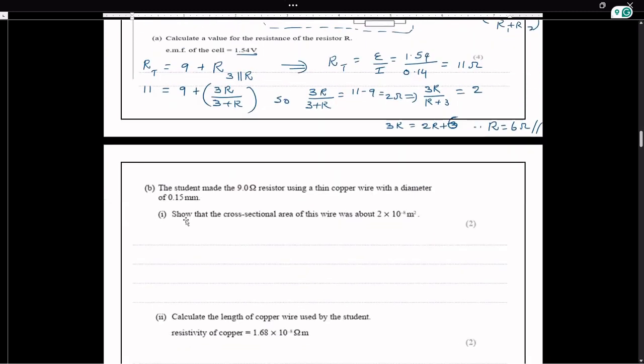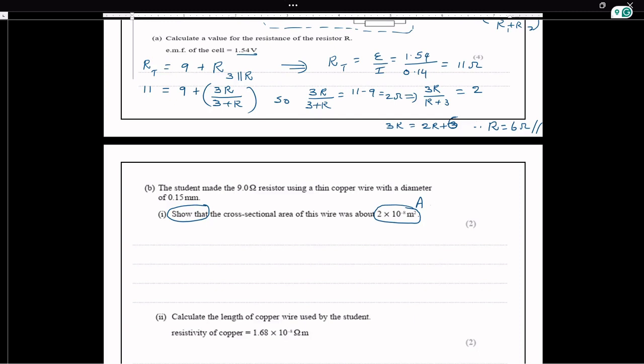Now let's move on to the next part of the question. The student made 9 ohm resistor using a thin copper wire with a diameter of 0.15 millimeter. Show that the cross-sectional area of the wire was about 2 into 10 to the power of, again the question is show that. Show that means you have to get this as the answer. This is not to be used in your calculation. You have to get this as the answer. Cross-sectional area, this is the answer you have to get.